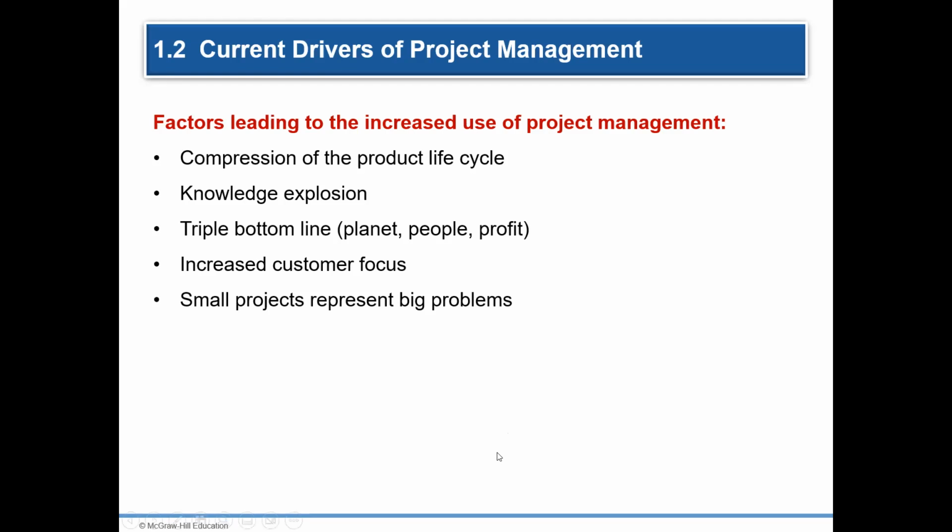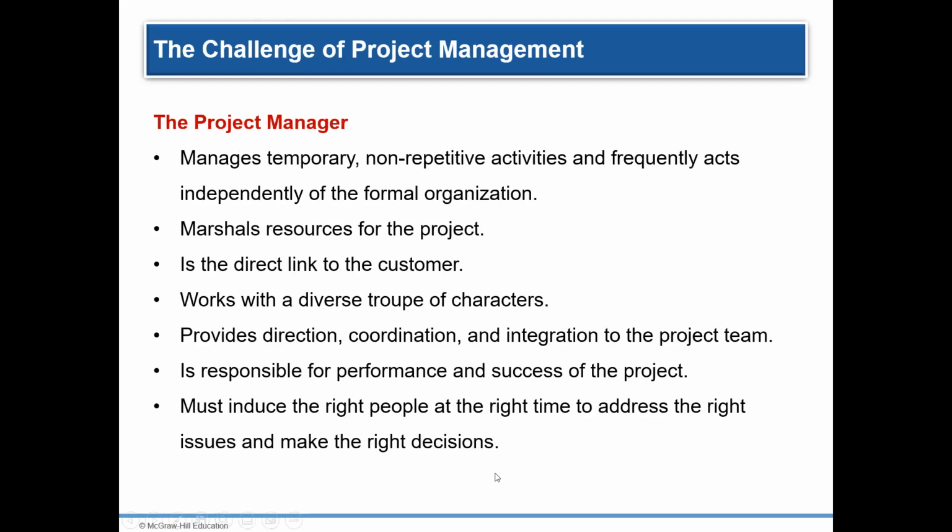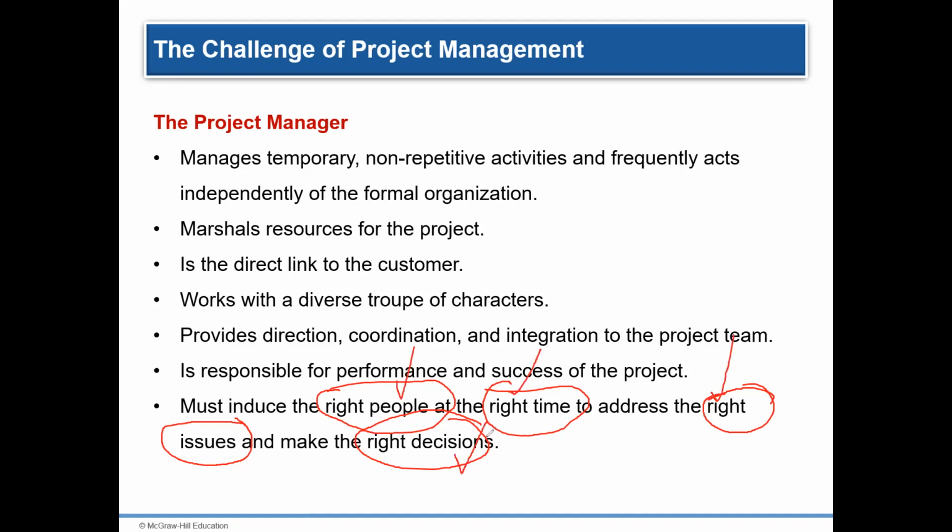We have a question. Can you repeat the 4 R's again? Sure. So 4 R's is the right people at the right time, it's actually the right issue. Okay. And the right decision. So basically you put them all together and that's how you formulate how to control a project properly. Okay, so right people, right time, right issue, right decisions, the 4 R's.